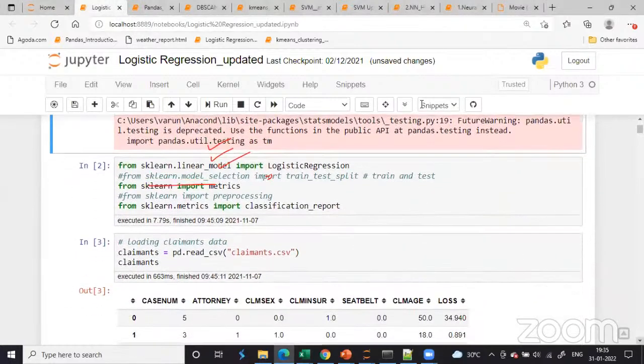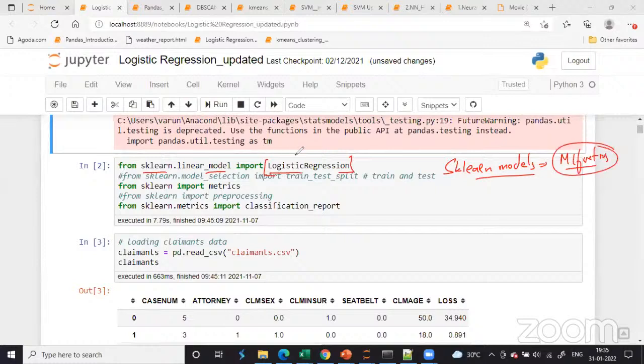And then from sklearn.linear_model, import your logistic regression. So we are going to start using our sklearn models, which are going to have all our machine learning functions. So logistic regression. You can also use your sklearn library for working out your linear regression problem also. So this is the first time what we are seeing your logistic regression function.